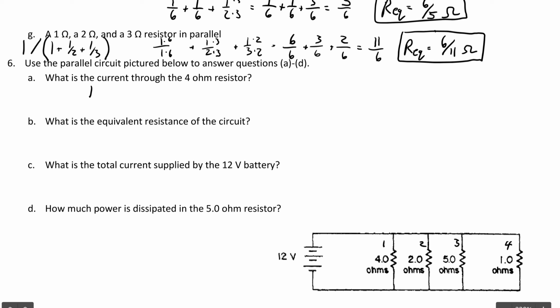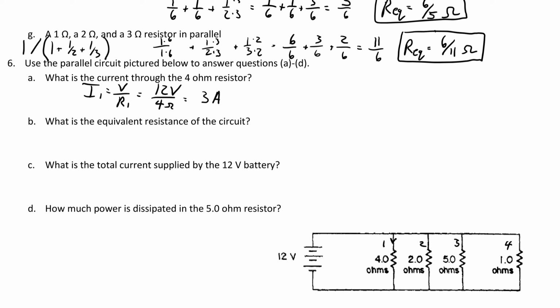So I1 is equal to V over R1. The voltage is 12 volts because it's a parallel circuit, the same voltage everywhere. This is 4 ohms, so 12 divided by 4 is 3 amps. There's 3 amps in this branch.